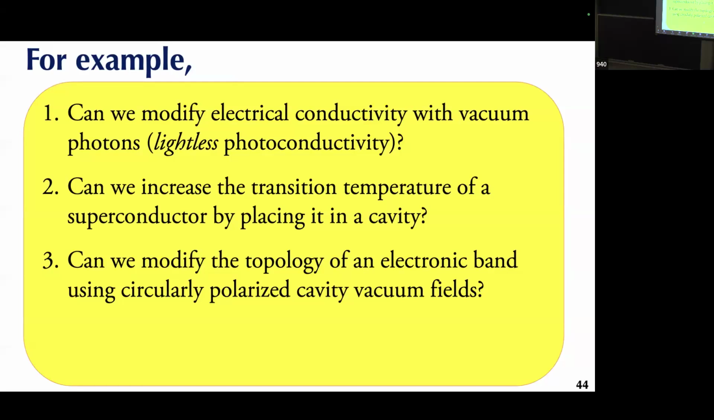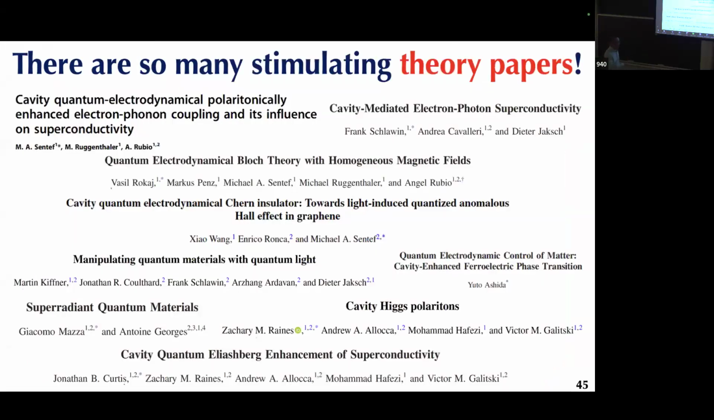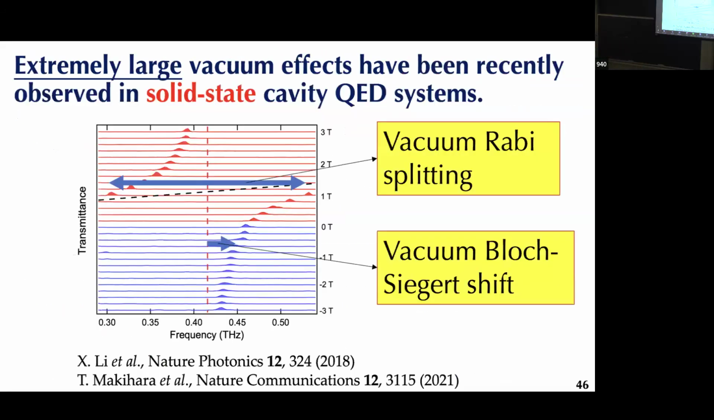Can we modify the topology of an electronic band using circularly polarized cavity vacuum fields? And most excitingly, from a condensed matter point of view, can we create or destroy phases of matter using engineered vacuum fields? These are the questions we're trying to address experimentally, because theorists are ahead of us. They're making some wild predictions. They're very optimistic that things should happen. Superconductors, ferromagnets, anti-ferromagnets, and ferroelectrics. They're predicting phenomena for materials placed in cavities just by relying on vacuum fields.